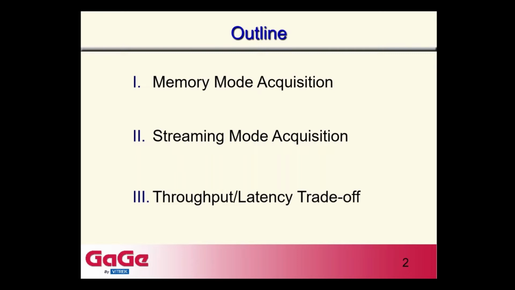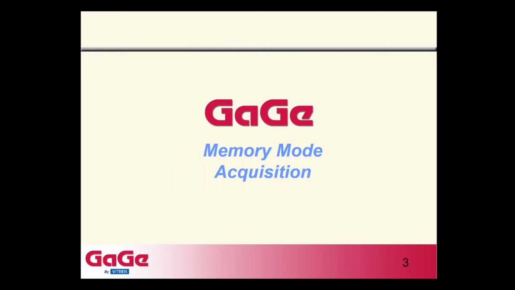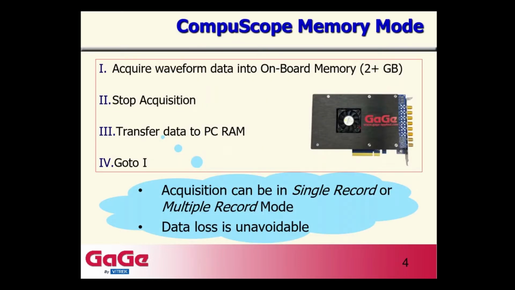I'll present our normal, conventional, traditional digitizer memory mode of operation, still the simplest way to operate the card, and if your application isn't too taxing, the way to go. And then we'll move on to discussing the more sophisticated and powerful streaming mode. And then finally, I'll end off with discussing some aspects of the throughput latency trade-off, which I'll describe. So we'll start out talking about our memory mode.